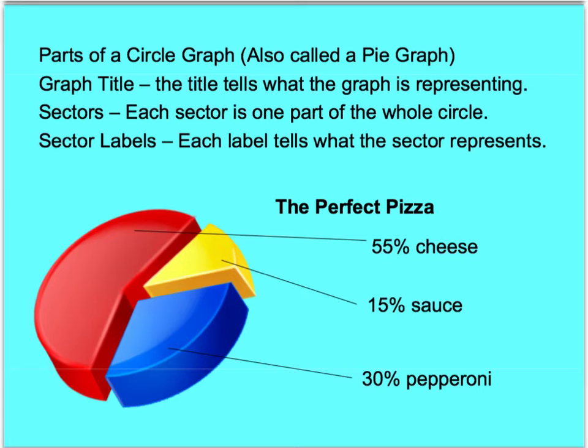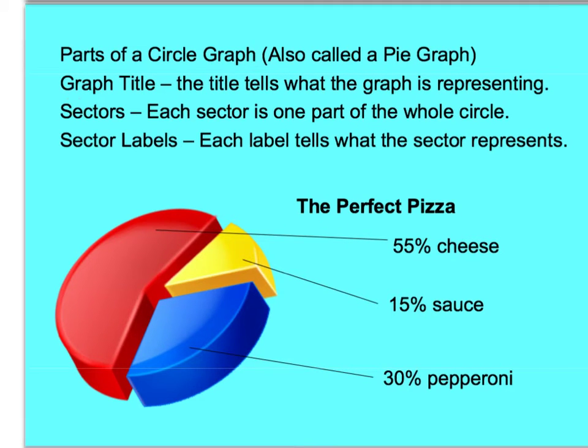Circle graphs are just a way to represent data. Let's take a look at another example. Before moving on, think about these three things here: graph title, the sectors, and sector labels, as to what might be missing from this next example.